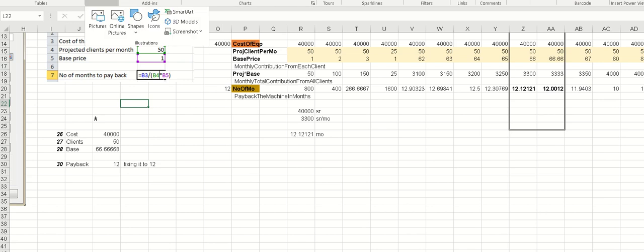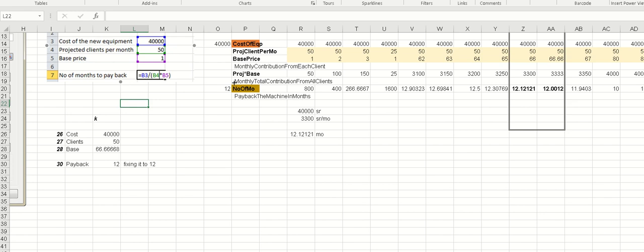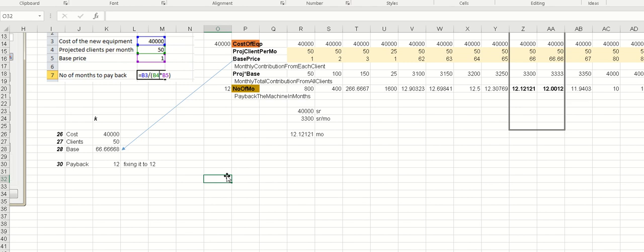I need to get some shapes. This monthly total contribution from all clients is not shown here. Delete that. Insert, and we have illustrations, shapes. This is the base price, the monthly contribution from each client, and of course that's the client. So this is a very important decision to make.